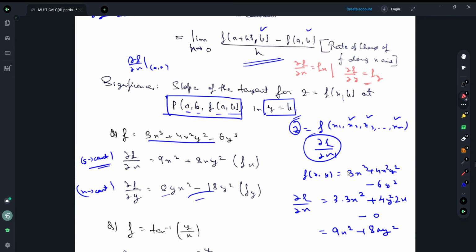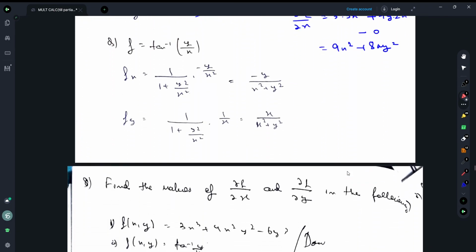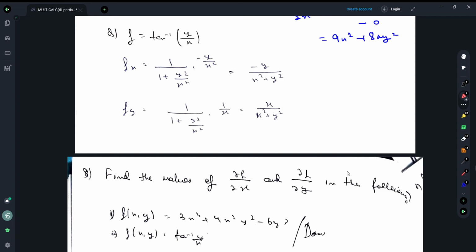Got it? Okay. Now there is one more example here, f of tan inverse y over x. You can try it on your own. These are the given answers. Okay.